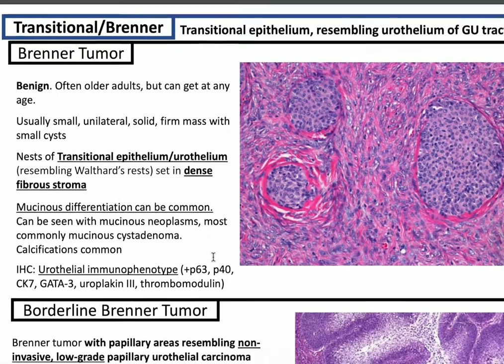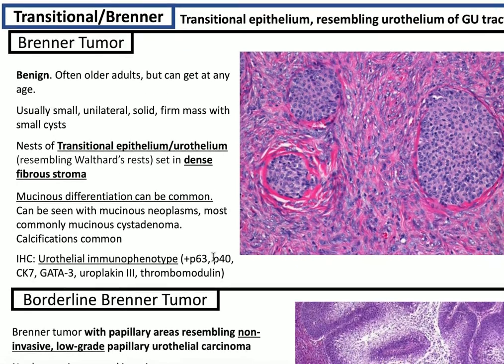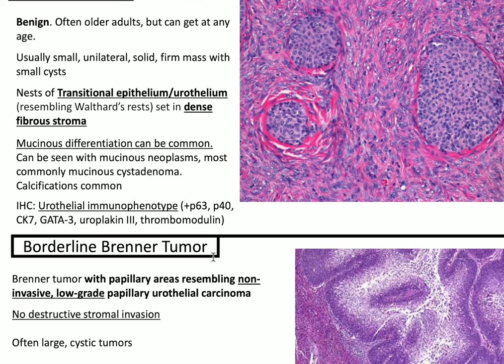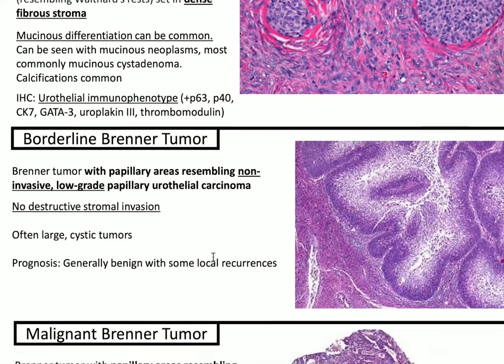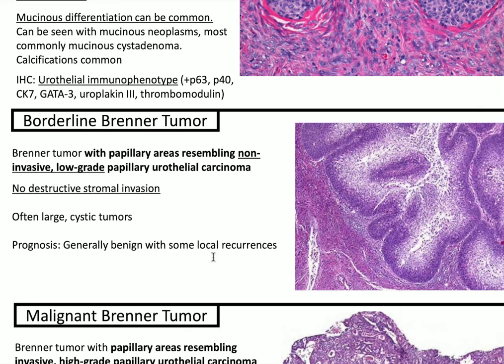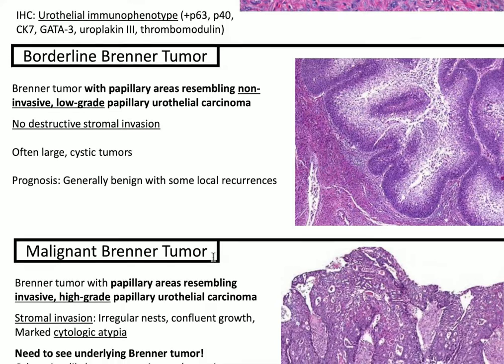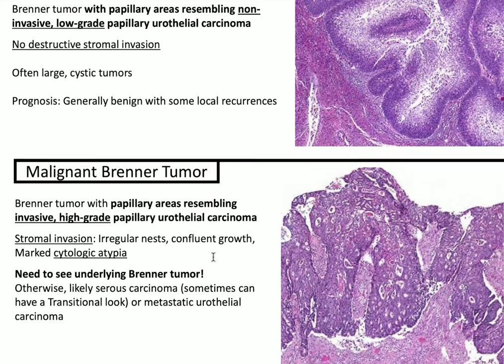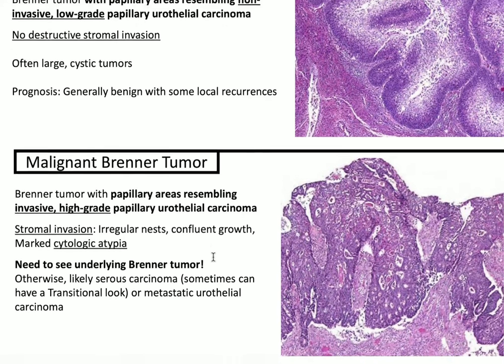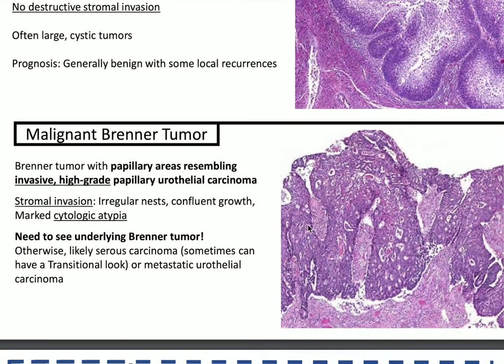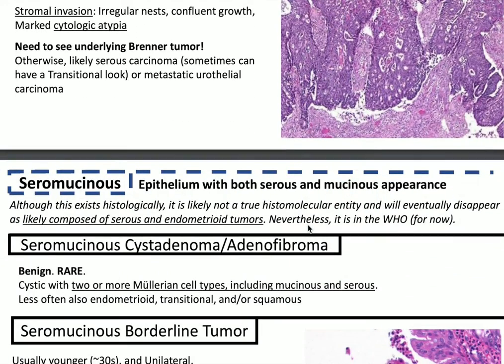Transitional: Brenner tumor is benign. It has transitional epithelium set in dense fibrous stroma. Mucinous differentiation can be common, and it's positive for P63, P40, CK7, GATA3, uroplakin-3, thrombomodulin. Borderline Brenner tumor has papillary areas resembling non-invasive low-grade papillary urothelial carcinoma without destructive stromal invasion. Malignant Brenner tumor has papillary areas resembling invasive high-grade papillary urothelial carcinoma. Stromal invasion will have irregular nests, confluent growth with marked cytologic atypia, and you need to see an underlying Brenner tumor. Otherwise, you want to think about serous carcinoma or metastatic urothelial carcinoma.